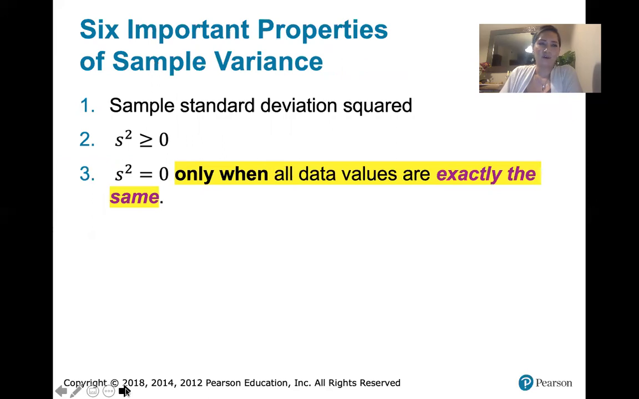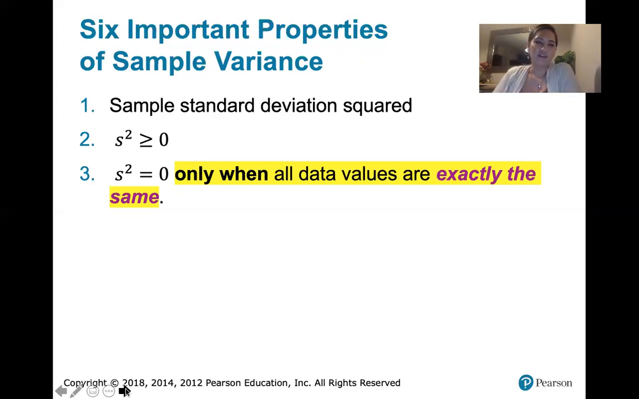And then just like before, the standard deviation is 0 only when the values are all exactly the same, because there is no variation if all the values are exactly the same. So if I take that sample standard deviation and I square it to get the sample variance, the only time I'll get 0 from that is when all of the values are exactly the same. So this is a good thing.